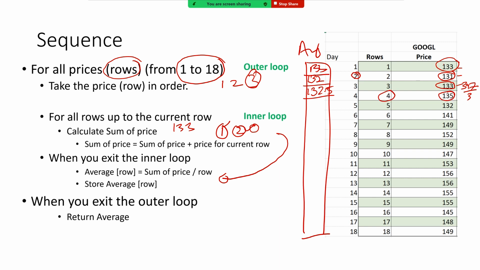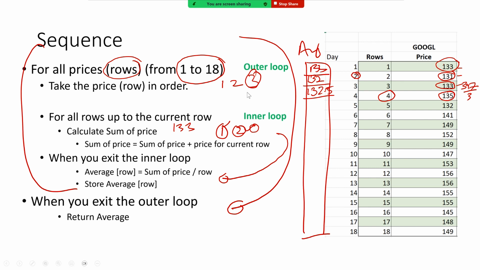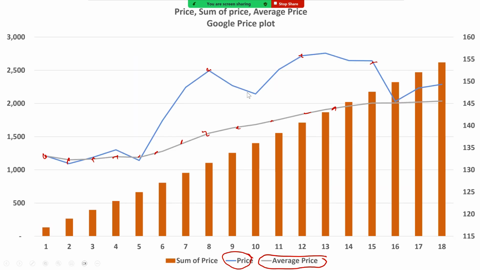Do you guys follow what's happening? I'm basically tracing the 2 loops, the outer loop and the inner loop, in front of you. And what we're trying to do is calculate the average so that we can generate this plot, the blue line and the gray line. That's the objective.